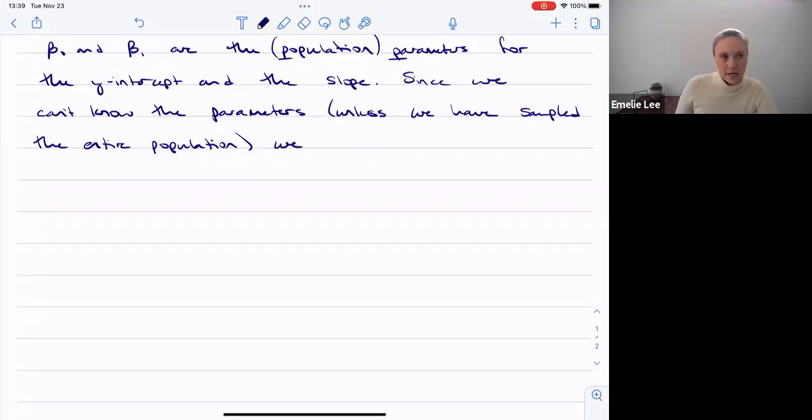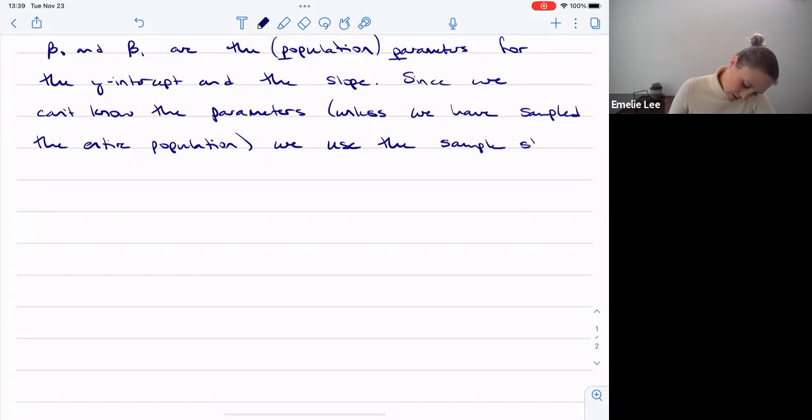We estimate the parameters with the statistics. So we use the sample statistics.